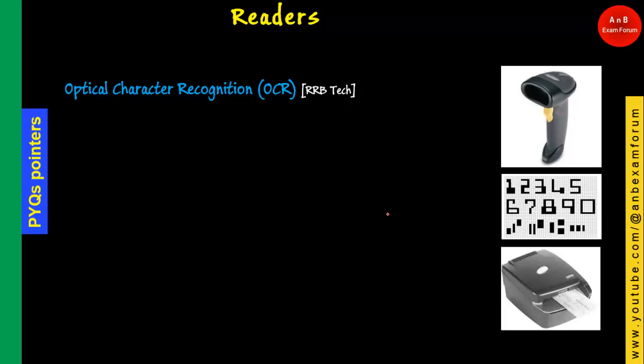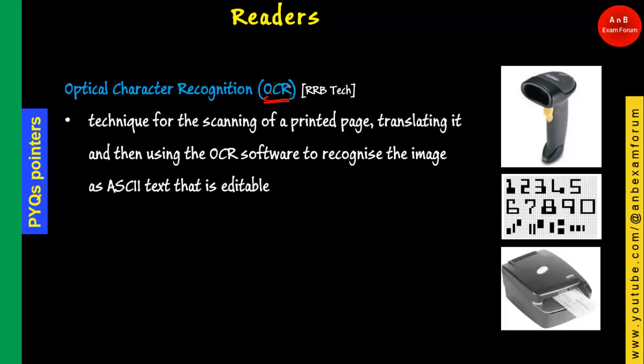The next reader is the optical character reader, which is OCR. Okay, so if he asks what is the full form of OCR, it is optical character recognition. And as you know, these are used for scanning the printed page and translating it into some text. Basically, there will be one page, and with the help of some OCR software it is used to recognize the text in that particular page. That is called optical character recognition.